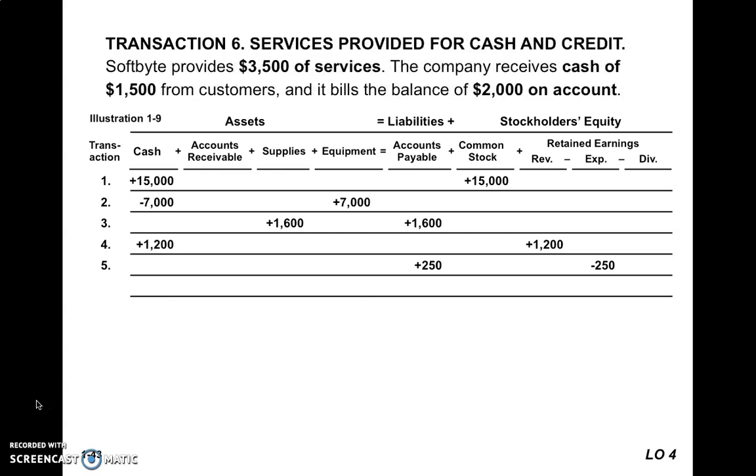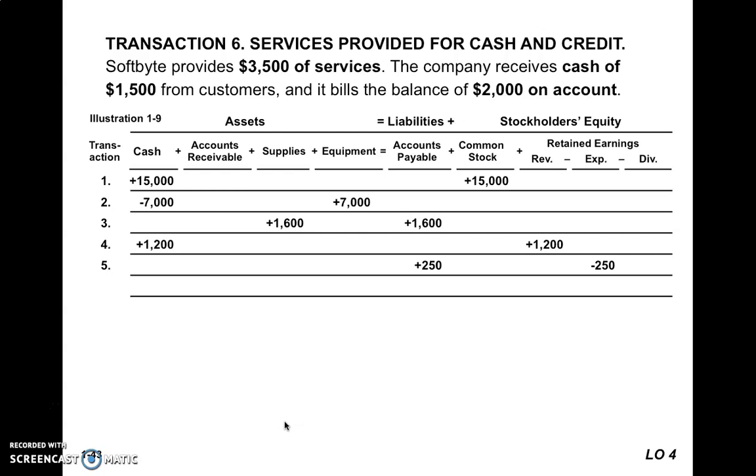The next transaction is services provided. Again, services provided means the company has service revenue for cash and credit. So part of the services, the customer paid us cash, and part of it they put on account. What does that mean, on account or credit? It means the customer has created an account with us. We trust them that they will pay us in the future, and promises from a customer to pay us in the future for services that we provided are called accounts receivable.